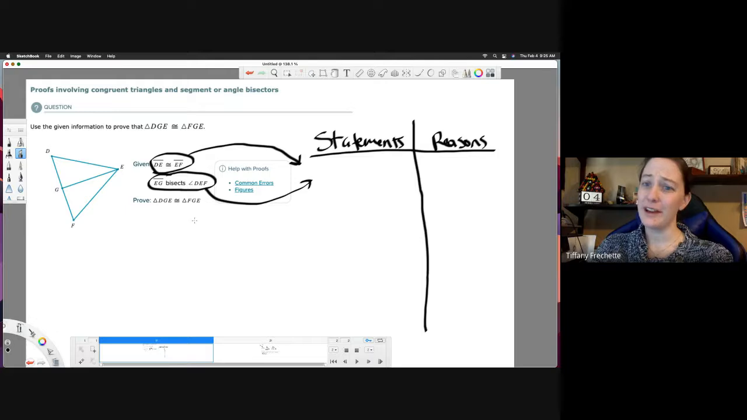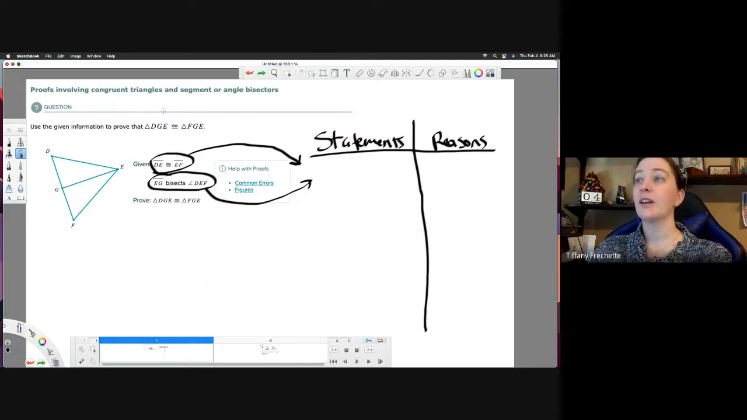And again, there's a little button that helps you do this. So we're going to use these given information pieces to prove that the triangle DGE, which is this one, is congruent to the triangle FGE. And I know I didn't draw that line very well. Pay attention to the order of these. That is very important, and I've had this conversation with many students before.